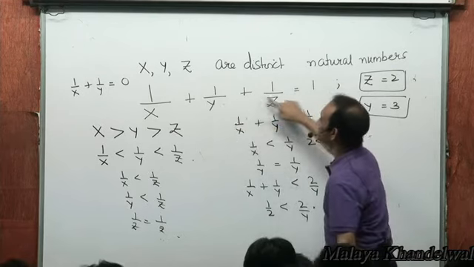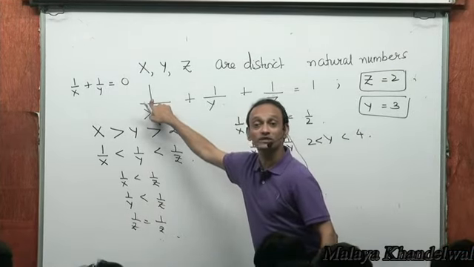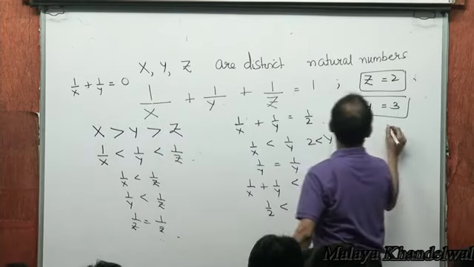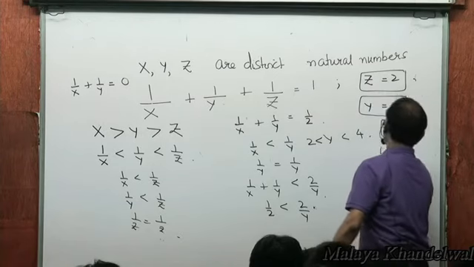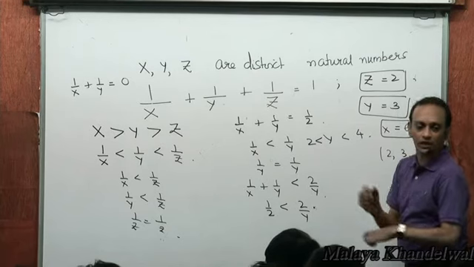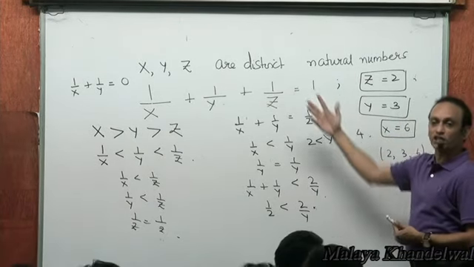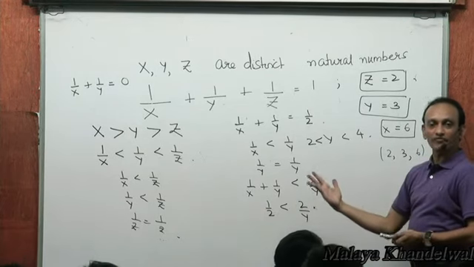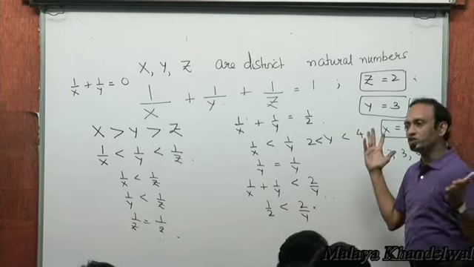Y is 3, Z is 2. So X turns out to be 6. So the set is 2, 3, 6, or any rearrangement of this would be a solution set to this. Yes or no? One of these numbers would have to be 2, another 3, another 6. That sums up the entire set. Yes or no? Right?